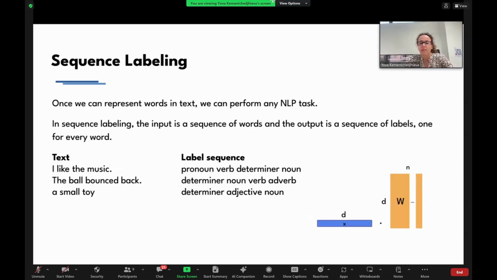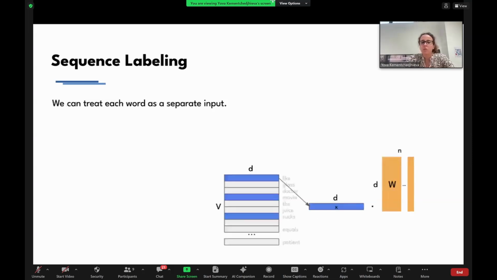Again, the way we go about this is we have a weight matrix that we want to learn, W, which has dimensionality D by N. N is the number of parts of speech that we might want to predict. And we will be taking the dot product of our input representation with this matrix. In a somewhat naive approach to the task, we can treat each word as a separate input and say, okay, first I'm going to classify the word "like." So I'll take the embedding of this word, I will multiply this embedding with the weights matrix, and I will get a prediction for the word "like." Then I'm going to take the embedding of the word "movie," and I will repeat these steps to get a label for the word "movie," and so on.